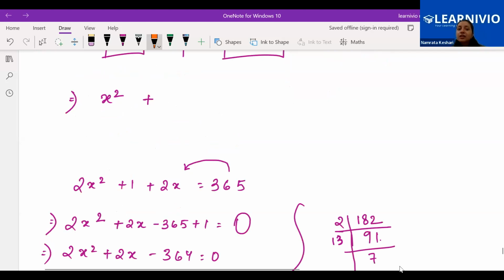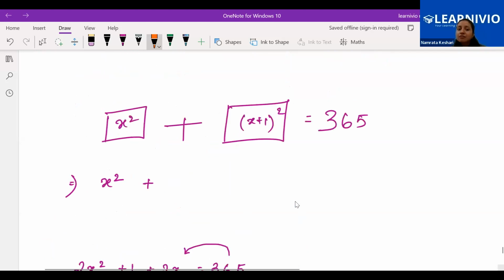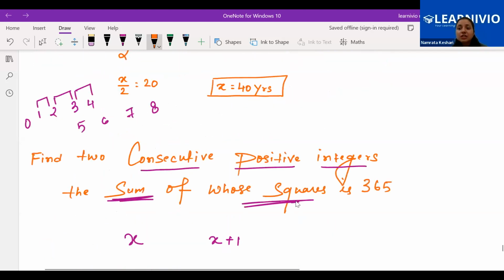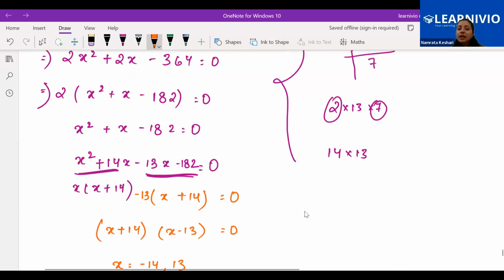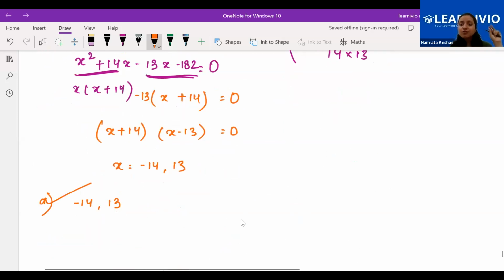It says clearly that we are having two positive consecutive integers, and we have taken the assumption that one of them is x. So we are getting two possible cases for x. Can you tell me what will be the correct answer? 13 and 14. Exactly. The correct answer will be 13 here.